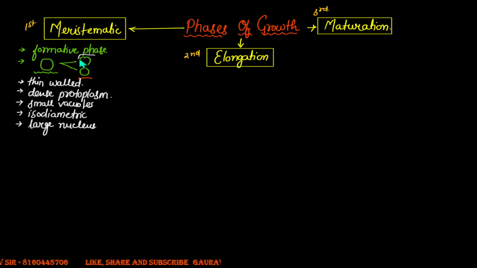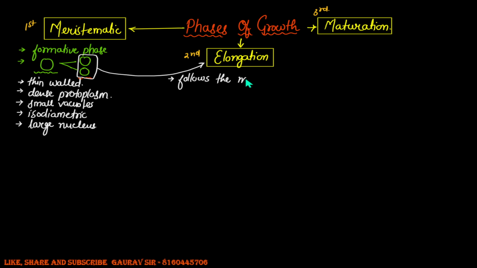Now what do these newly formed cells do? These newly formed cells enter into the phase of elongation. So this elongation phase follows the meristematic phase.